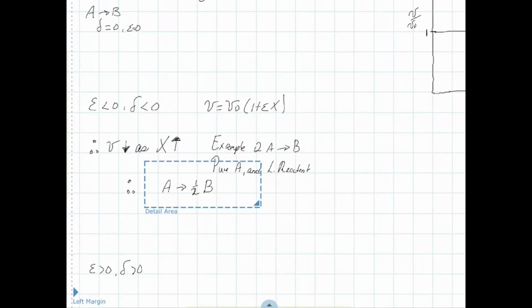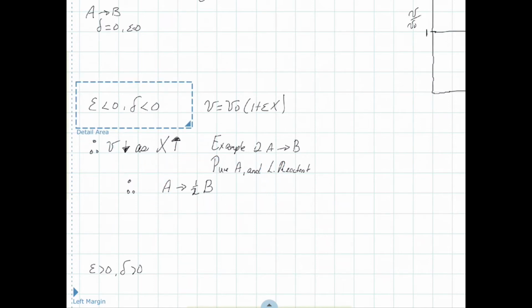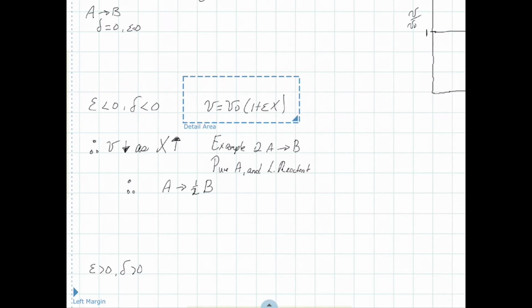For the second case, let's consider epsilon smaller than 0 and delta smaller than 0. We can notice, if you look at the terms, that they are going to be affected, especially epsilon, as the volumetric flow rate decreases. The volumetric flow rate decreases as the conversion increases. So you can visualize this better.